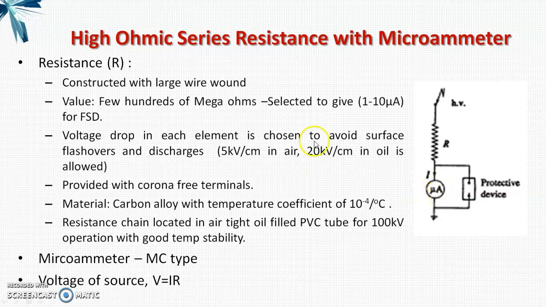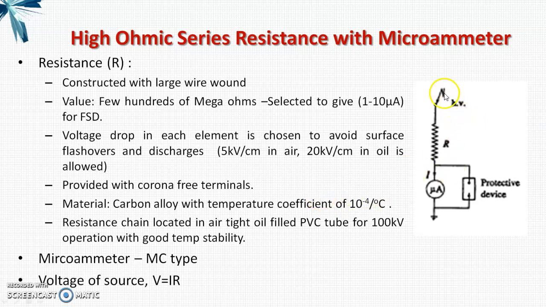Usually, this resistor is constructed with large wire wound, and the value would be a few hundreds of mega ohms. That is, the current rating would be 1 to 10 microamps. Then the voltage drop of each element is chosen in such a way as to avoid flashovers or discharges, etc., and you have to provide corona free terminals.